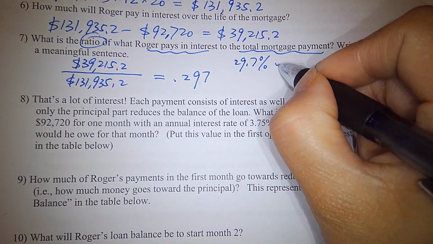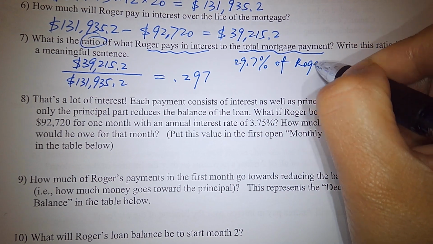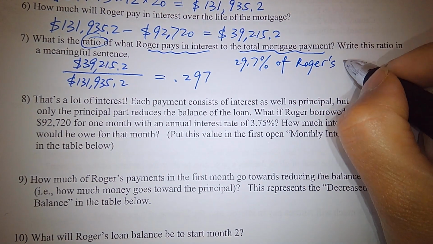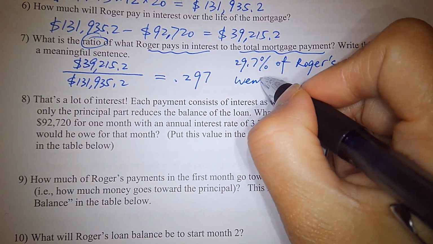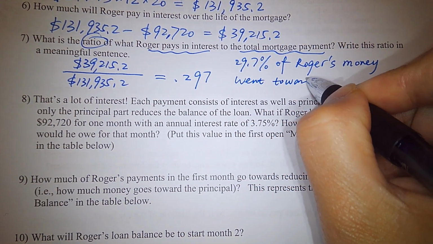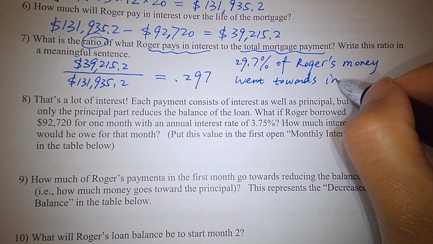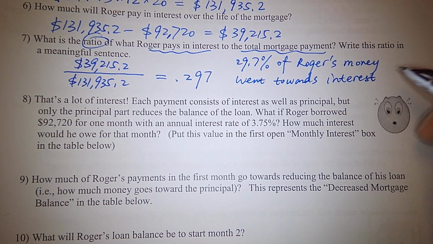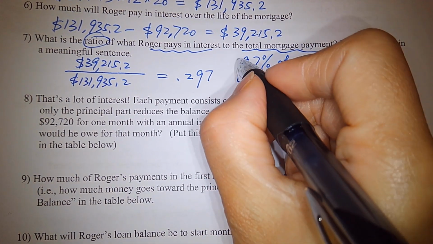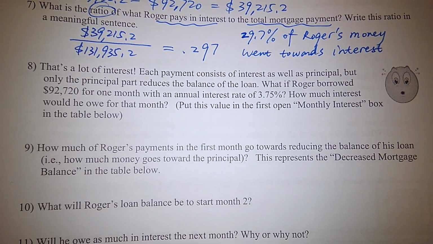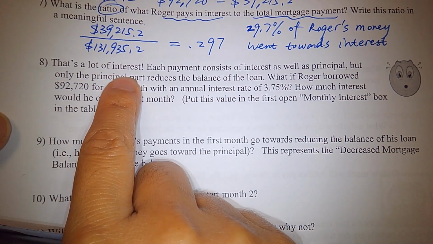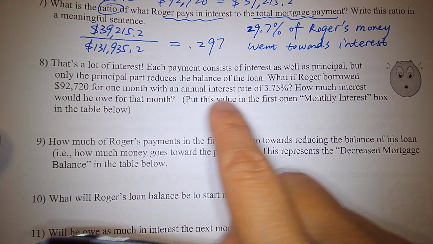29.7% of Roger's money went towards interest. That's a lot, right? That's really a lot, okay?